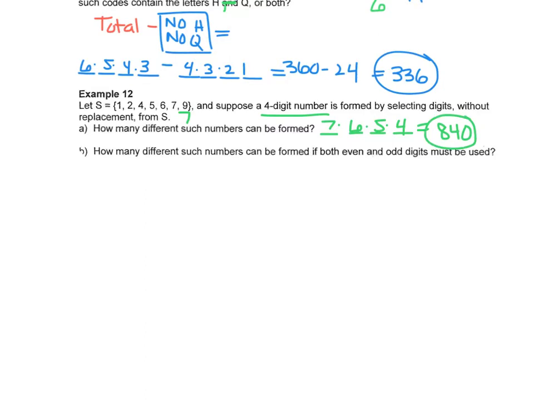How many different such numbers can be formed if both even and odd digits must be used? So you must have a mix here of even and odd is what they're saying. So again, you have to think, well, where's the even going to go? Where's the odd going to go? Is it 3 of one, 1 of another? Is it 2 and 2? This, like number 11, is also very tricky.